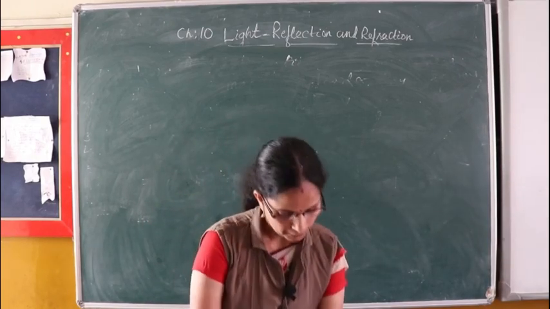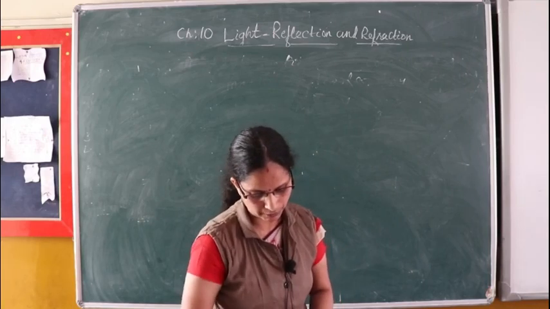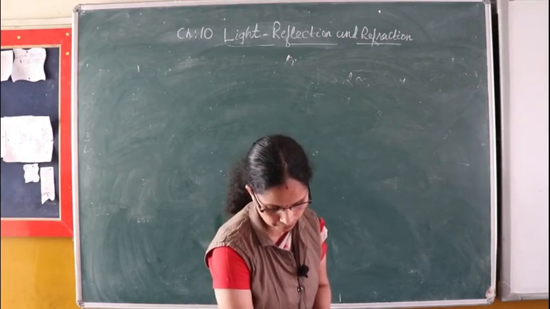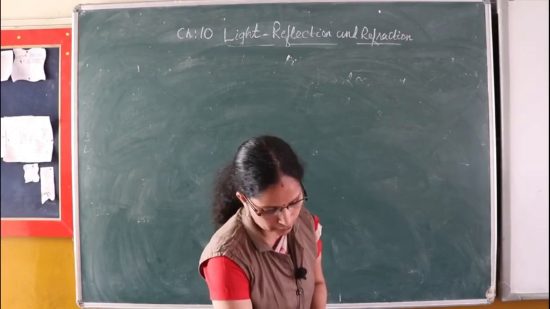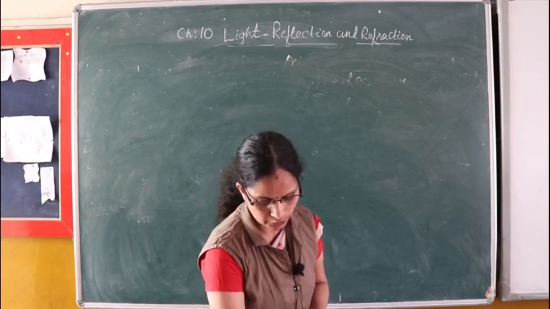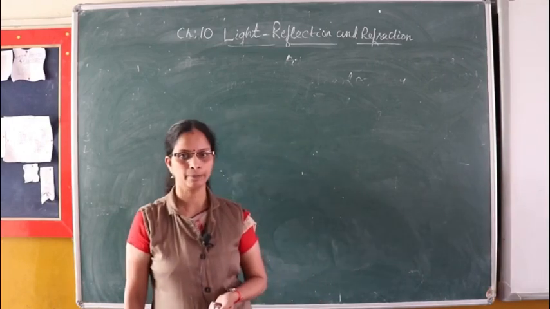In this question, a 2 cm tall object is placed perpendicular to the principal axis of a convex lens of focal length 10 cm. The distance of the object from the lens is 15 centimeter. Find the nature, position and size of the image and also its magnification.